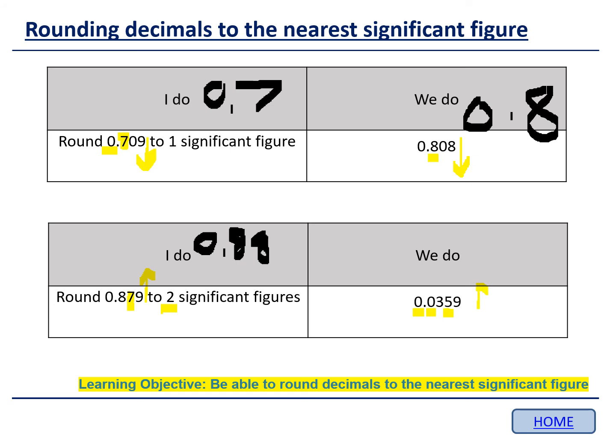We know that 9 is going to round up to take us to 60. And 3 is going to remain the same because that would be the first significant figure, but we're looking for the second, the 5. So the answer here would be 0.0360. Okay, so well done if you got that one correct.